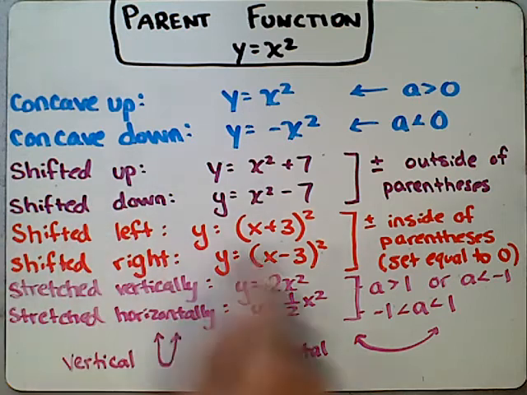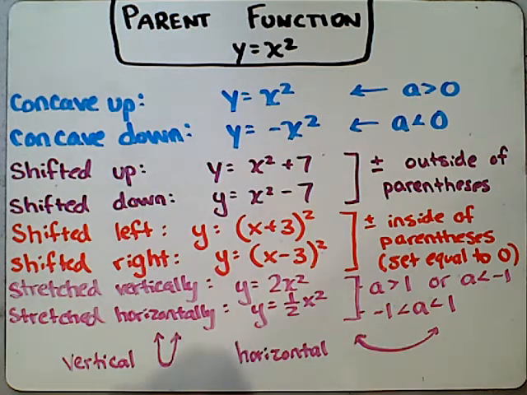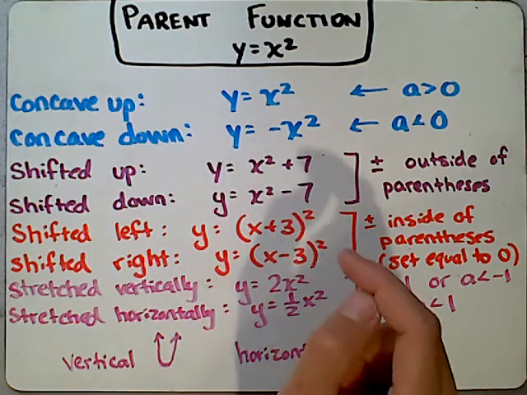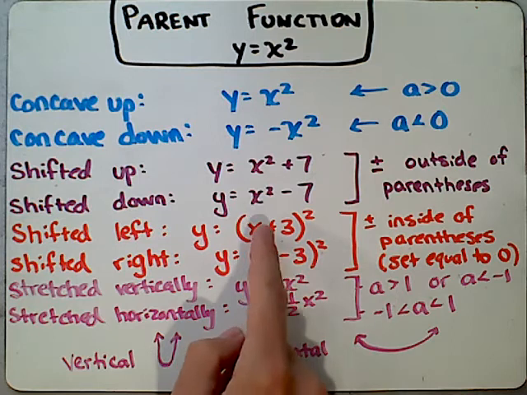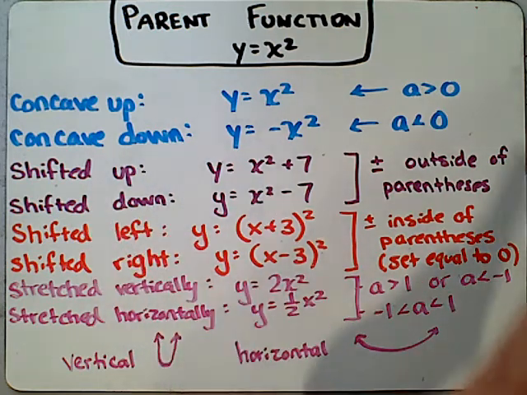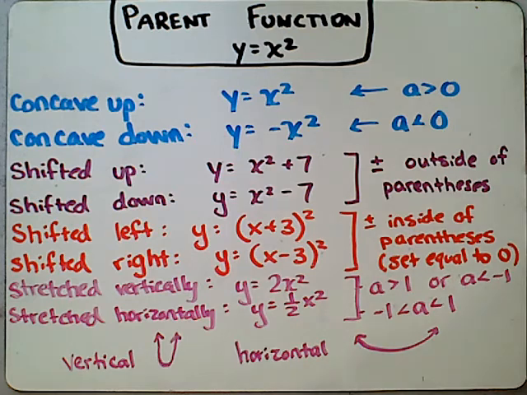Now, looking at the next section here, the shifting left and right, this is the most challenging for people because while it's pretty easy to see that these terms are in parentheses and these are not, a lot of students will tend to believe that a +3 inside of the parentheses would shift the graph right. However, it does not do that. It shifts it to the left.